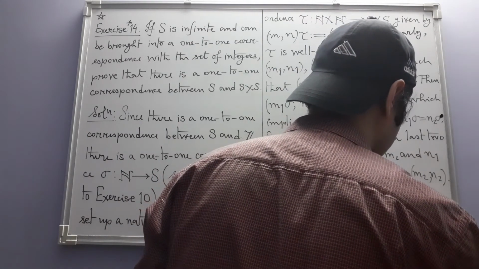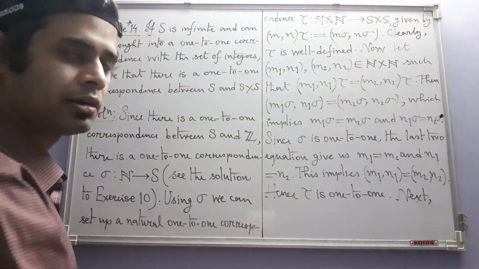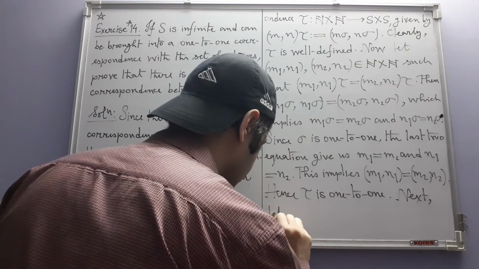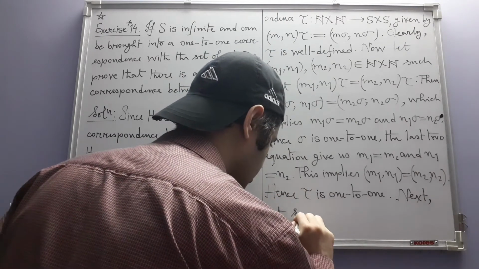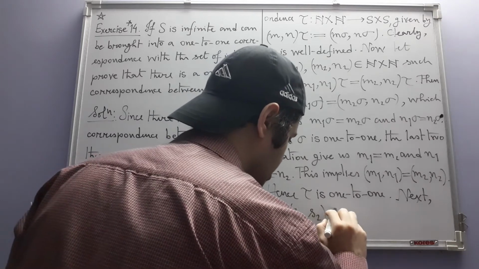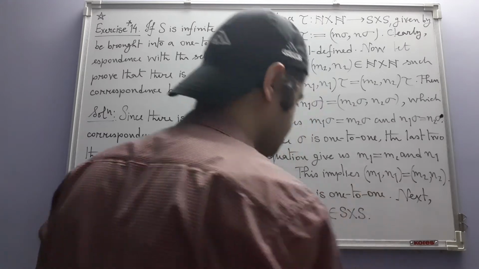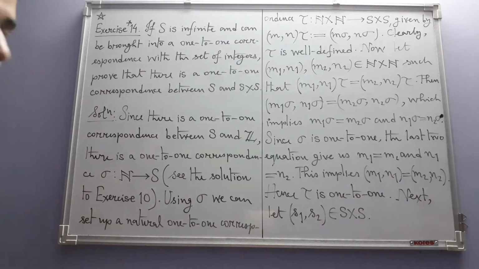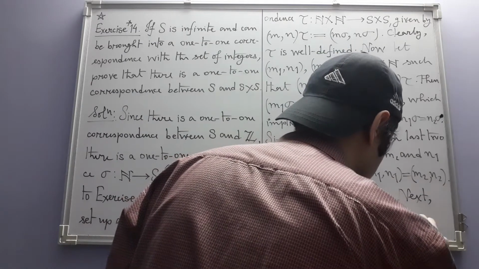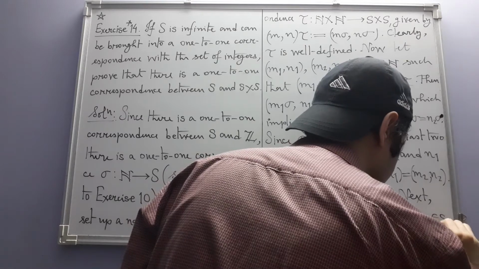Next we show that tau is onto. This is also as easy. In fact, it's easier than showing that tau is one-to-one. Next, let (s1, s2) be an ordered pair in S cross S. Okay. Then s1 and s2 are both elements of S.